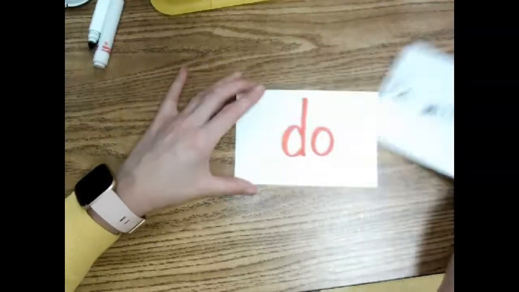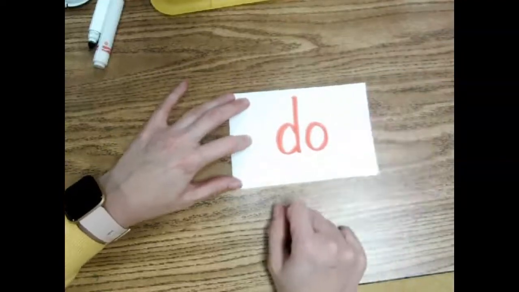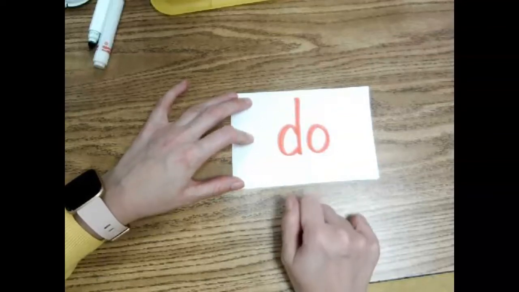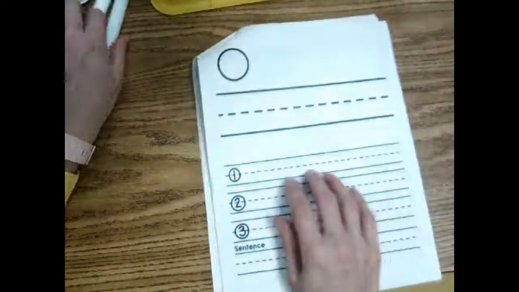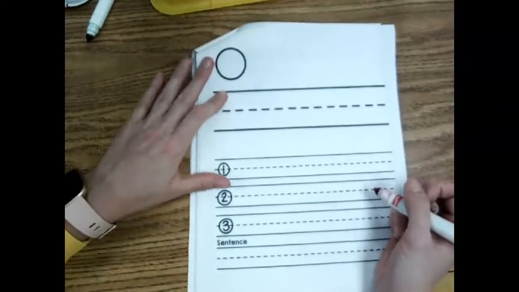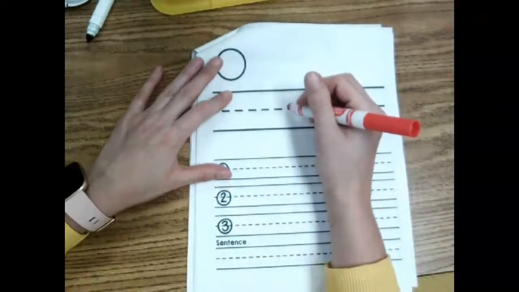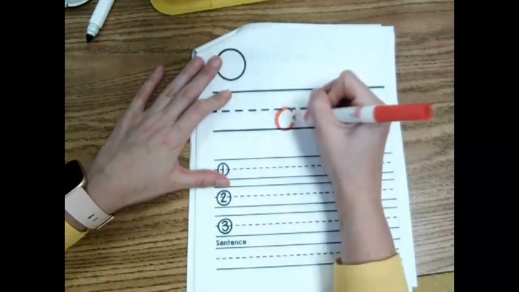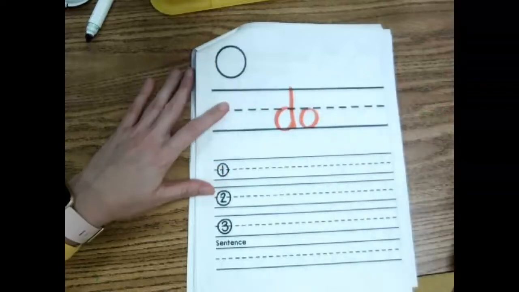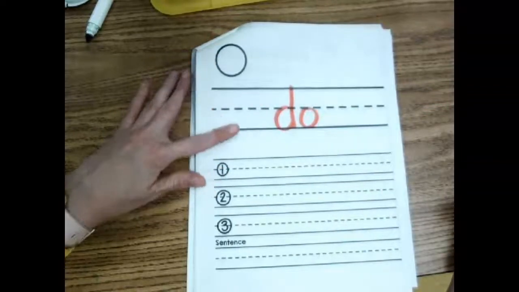Do has two letters, the letters D, O. Do. I'm going to show you how I write the word do, and then you'll write it with me. So to write the word do, I write D, O, do. Try that with me.